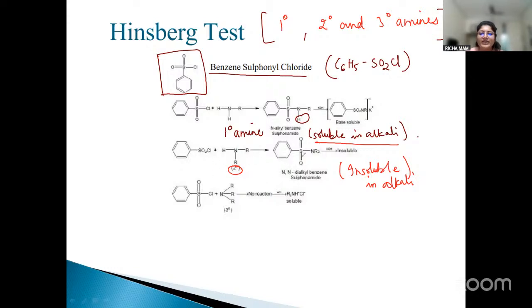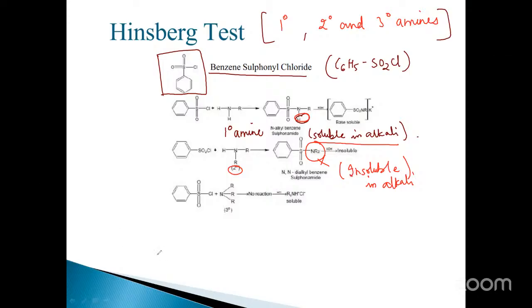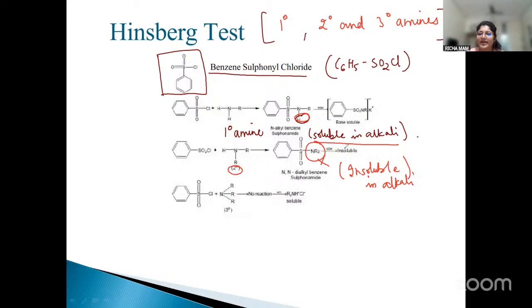What you can see in the structure of the N,N-dialkyl benzene sulfonamide is that there is no acidic hydrogen. As you can see in the previous case, there was an acidic hydrogen, but there is no acidic hydrogen in this structure. So it is insoluble in alkali. This is the second reaction, with secondary amine.